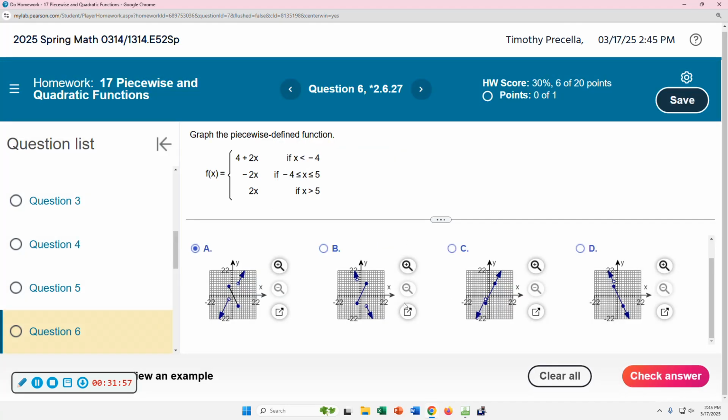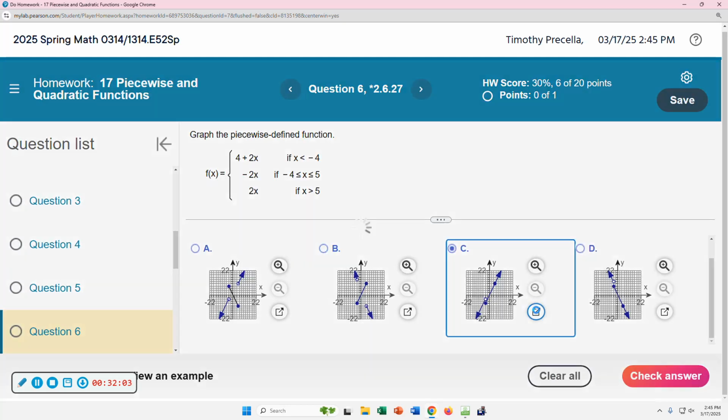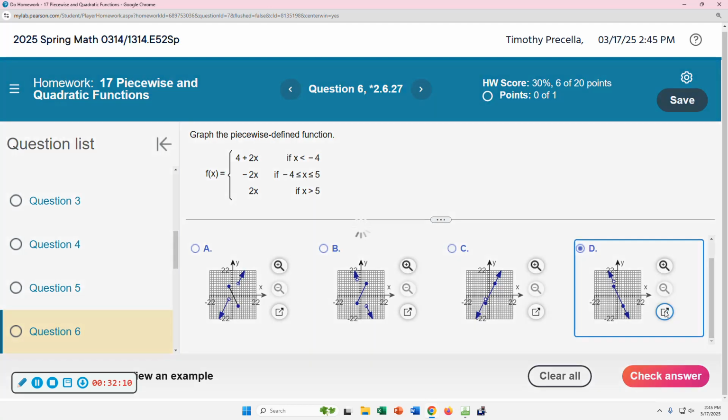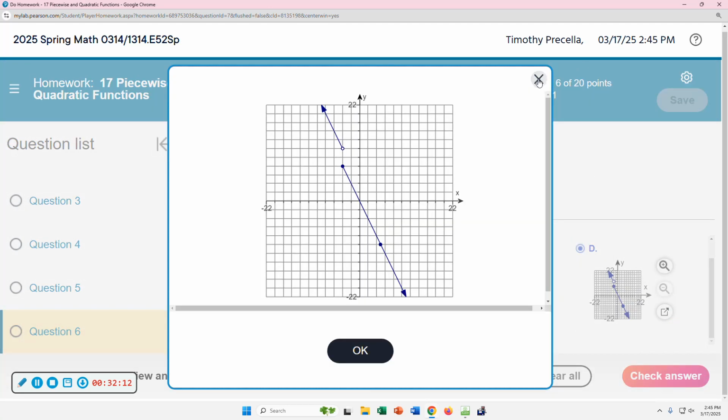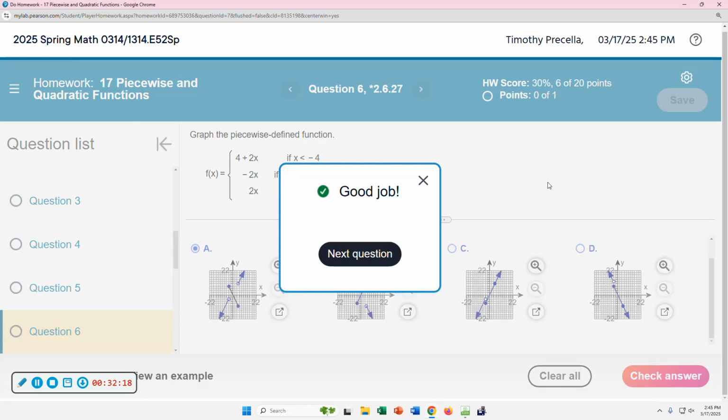But let's look, let's discard the others. B, clearly not B. C. Does C look like our picture? No. D? No. So A would be the correct graph. Any questions there?